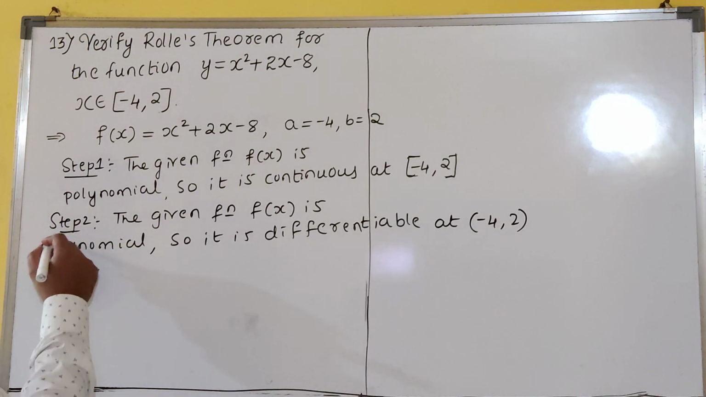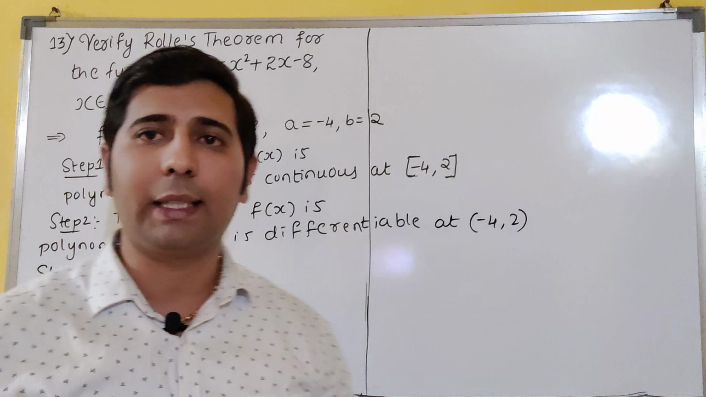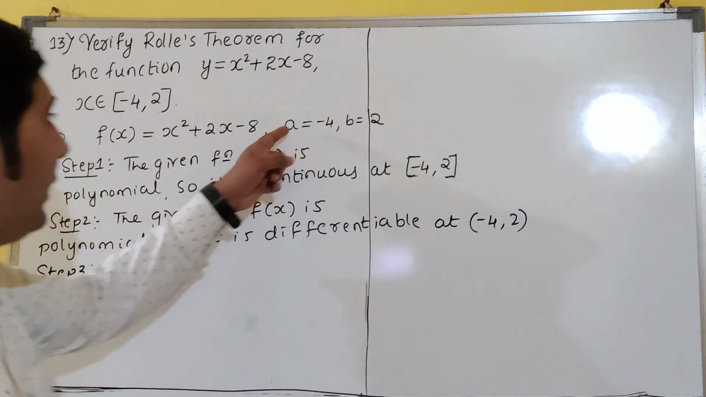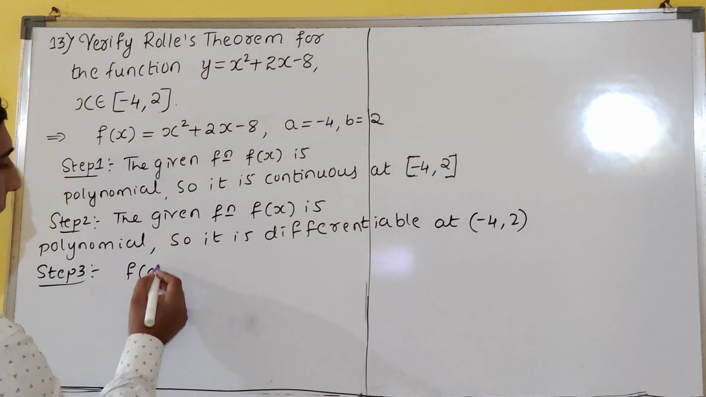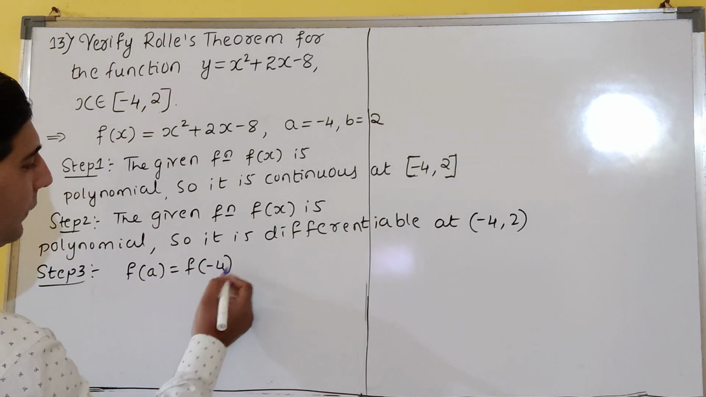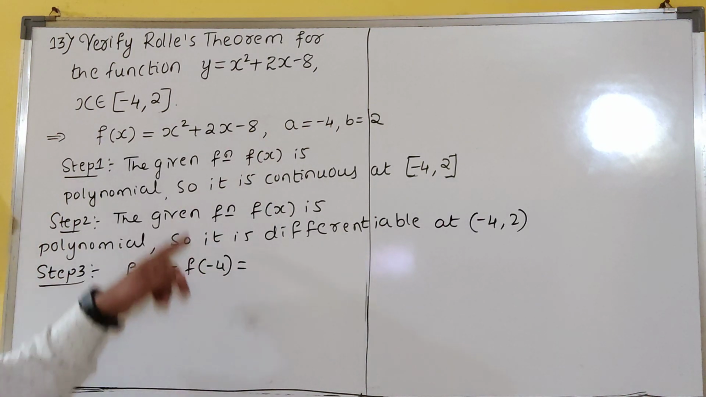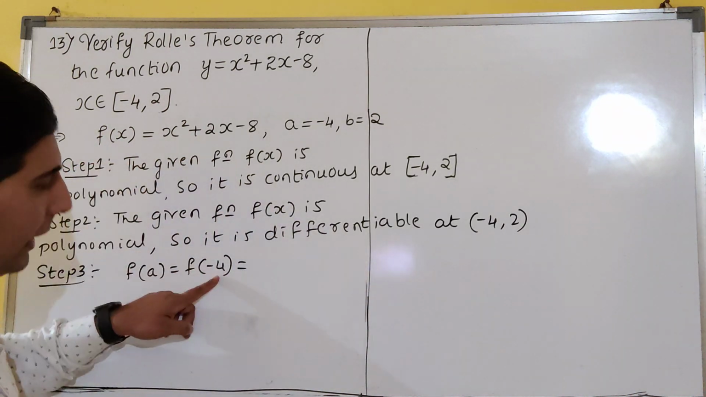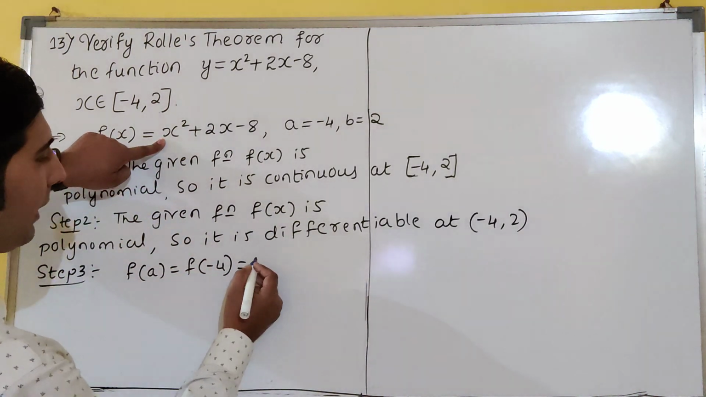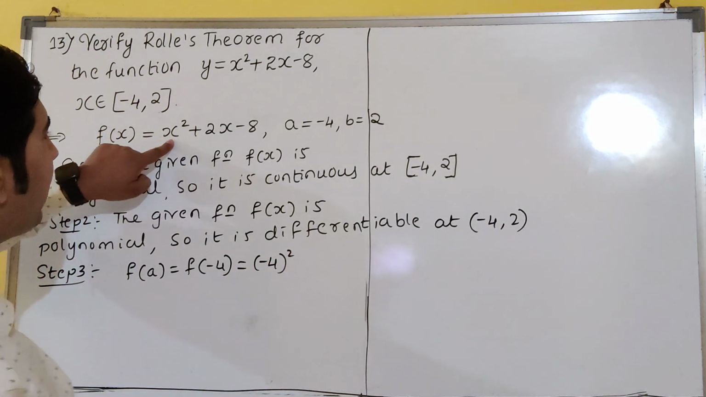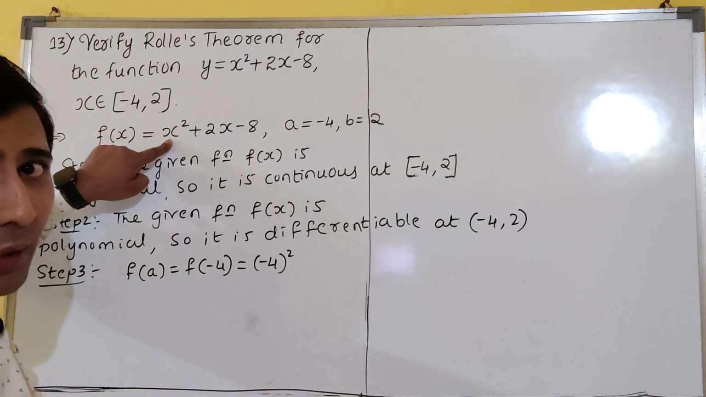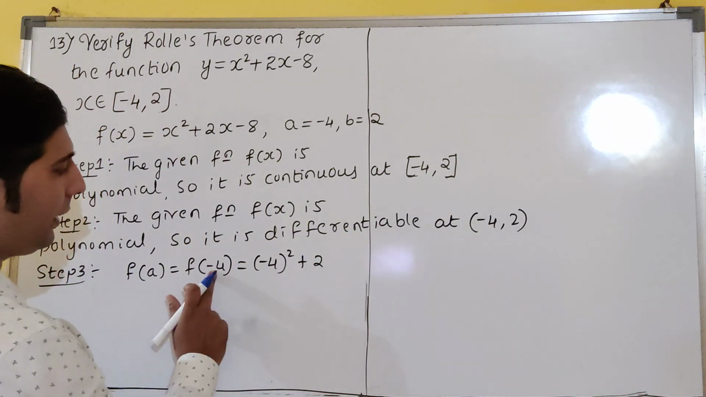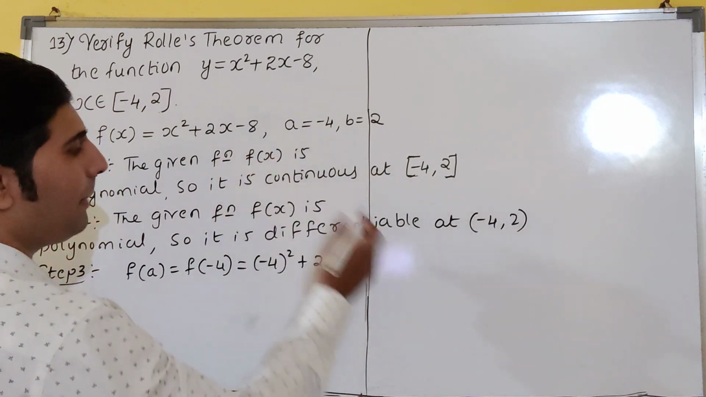Now step 3. Rolle's theorem is applied when f of a must be equal to f of b. F of a value is how much? F of a is nothing but f of minus 4. A value is minus 4 or not? This is looking like f of x, dear students. Compare with this. In place of x what is it? Minus 4. I will substitute here. Minus 4 square plus 2 into minus 4, minus 8.